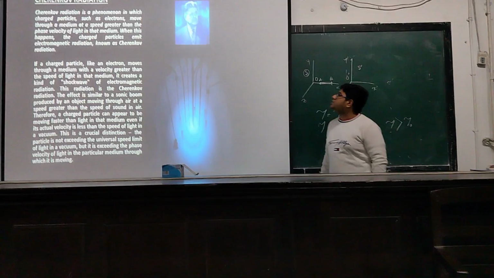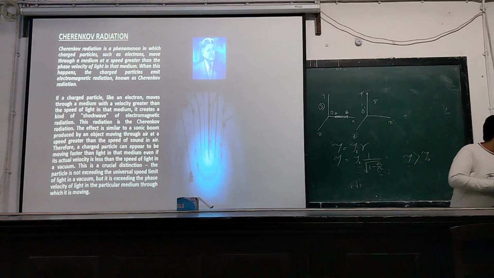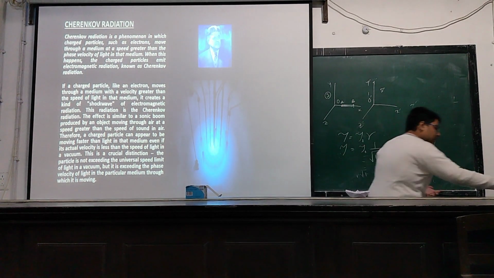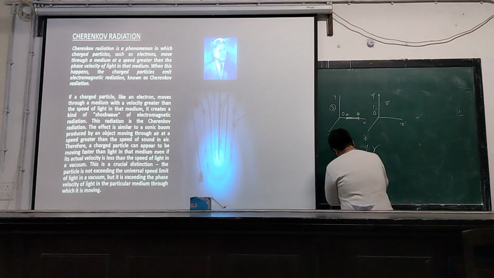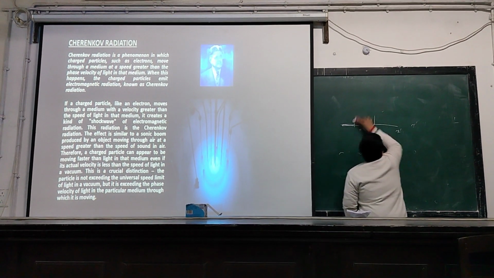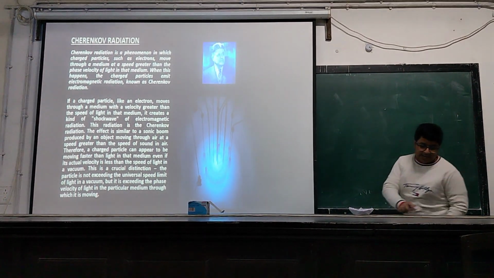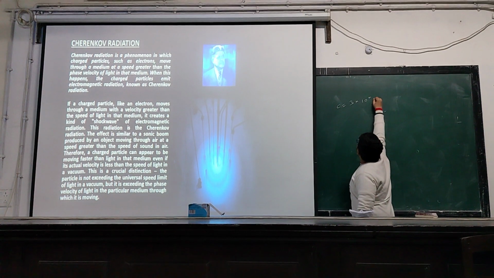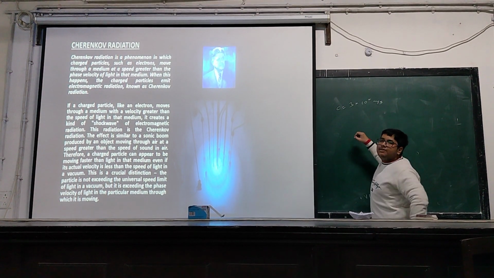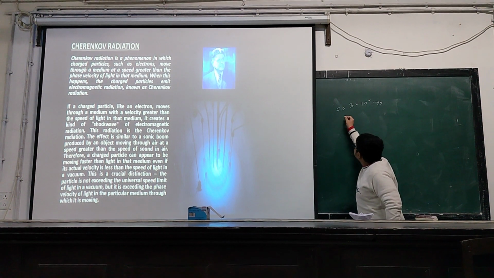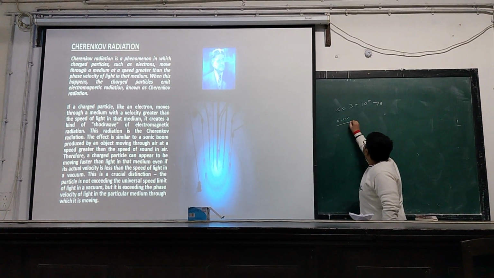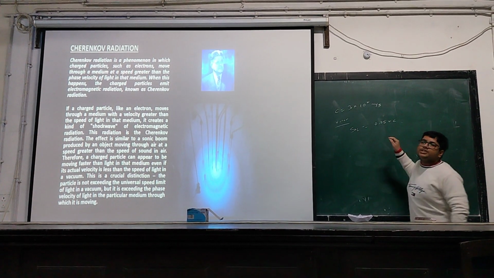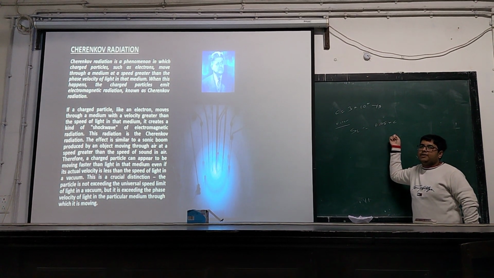First of all, Cherenkov radiation. Cherenkov radiation was established by the Soviet scientist Pavel Alekseyevich Cherenkov. The idea he proposed was that we know the speed of light c in vacuum is equal to 3 into 10 to the power 8 meters per second. This is the speed limit of the universe. But in a medium, let's say water, the speed of light becomes 0.75 of c. This is because of the refractive index of water.